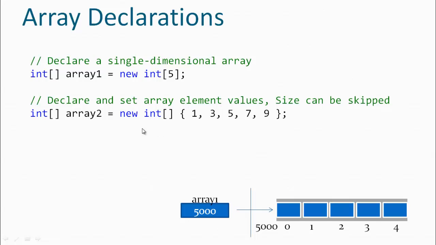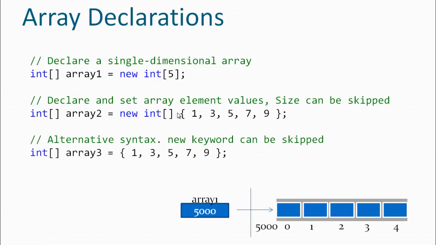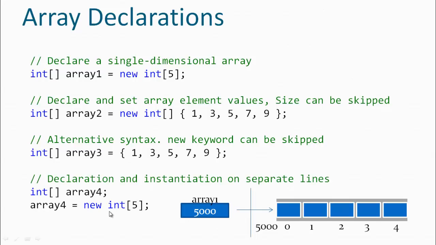For example, here we are skipping the size because we are initializing it at the time of declaration, so automatically it will count the elements that we are initializing and take the size. Fine, this is one shorthand notation available. If you want to initialize at the time of declaration, you can even skip this part. The compiler will convert it anyway. You can have reference declaration and instantiation of an array on separate lines.